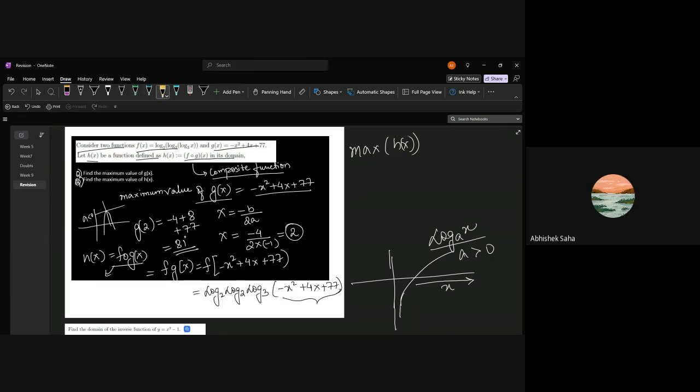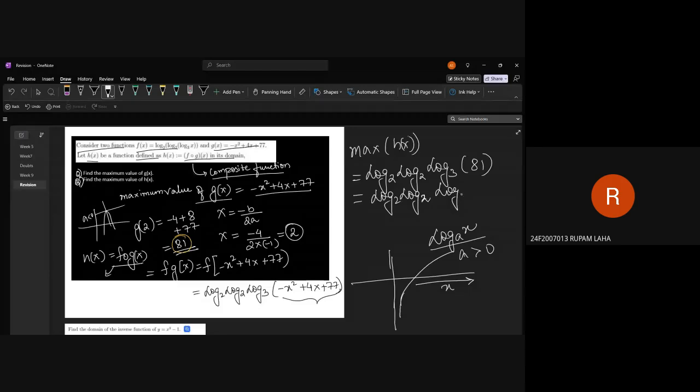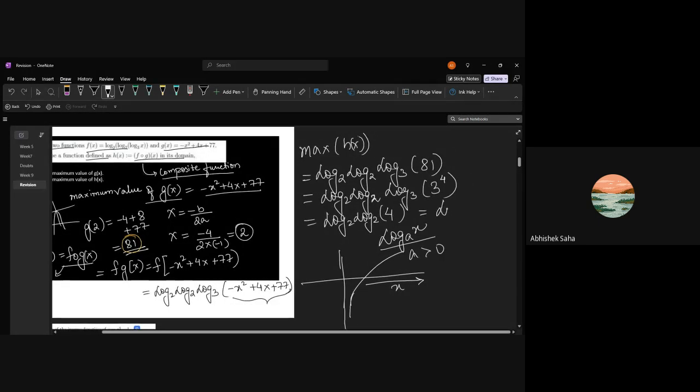We have already calculated 81 here. So just put 81 in this. So log of 2, log of 3, 81. Now we can write 81 as what? 3 to the power 4. That would be equal to log of 2, log of 3, 3 to the power 4, which is log of 2, log of 3 to the power 4.